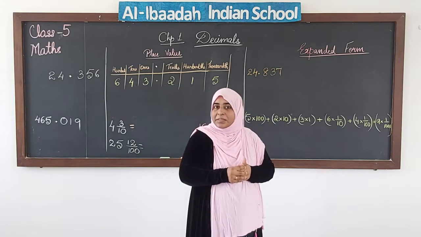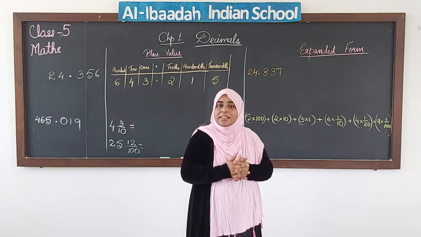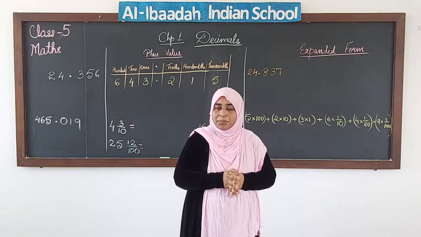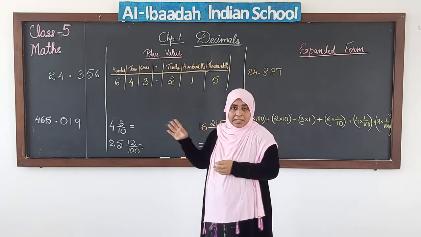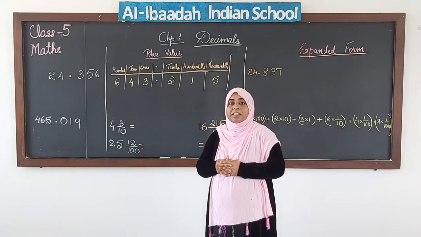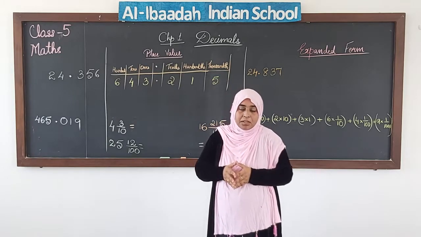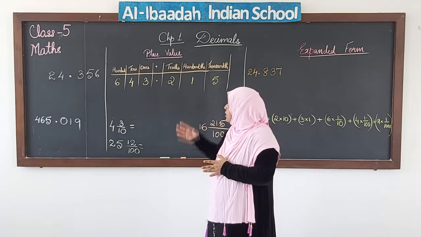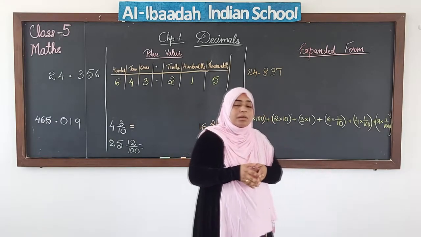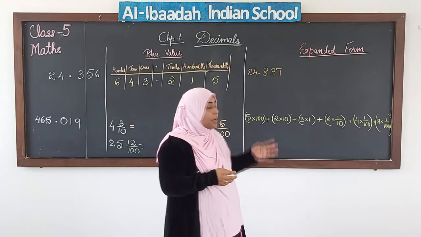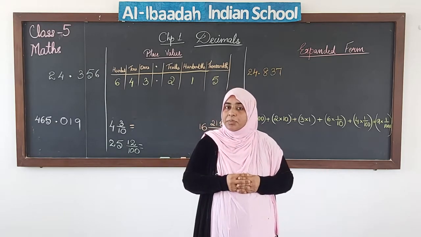Now this topic, decimals, is not new for you all. You have already studied decimals in class 4. So today we are going to discuss what we mean by a decimal number. Then we will see how we read a decimal number. We will further see how we write the place value of the digits in a decimal number, and at the end we will see how we write a decimal number in expanded form.